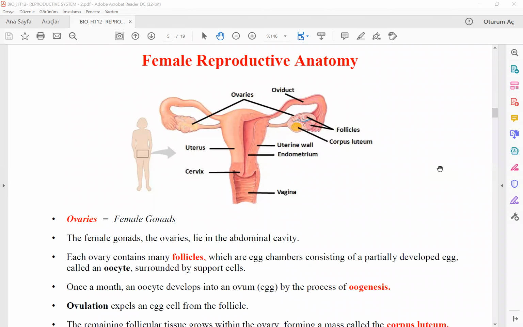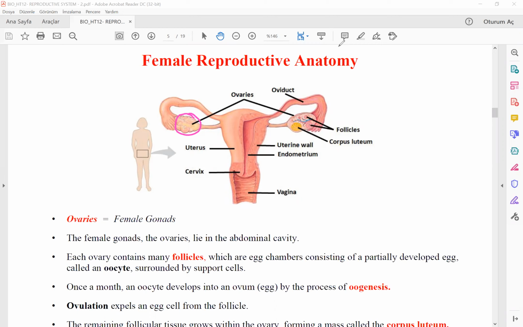Okay, hello again. Let me continue with the female reproductive system. Let's start with the female reproductive anatomy. The gonads in the females are ovaries. There are 2 ovaries in a human female, and these ovaries are responsible for the production of gametes.